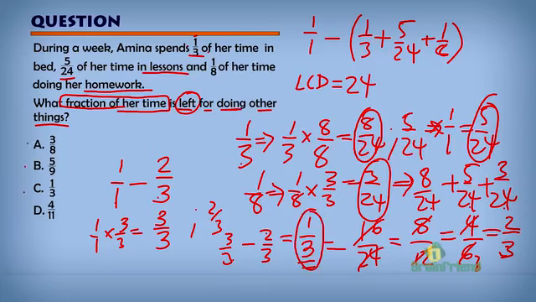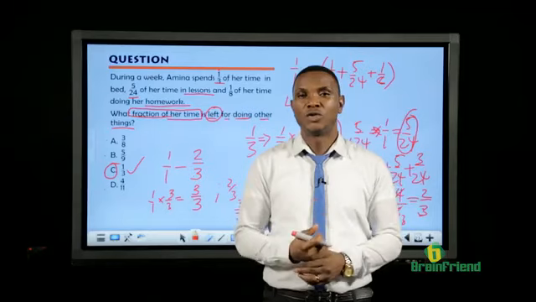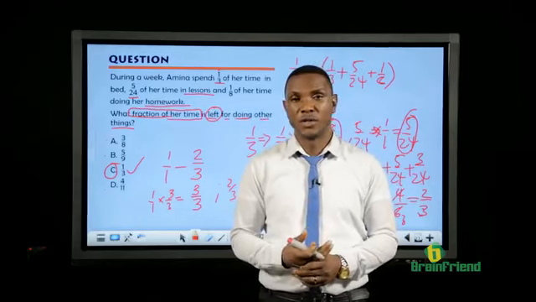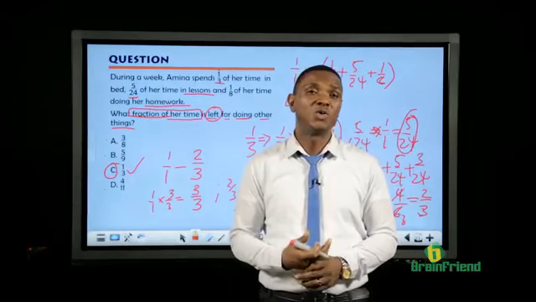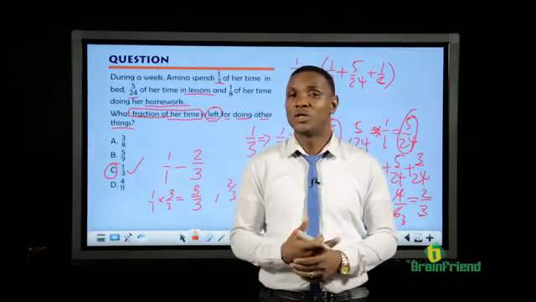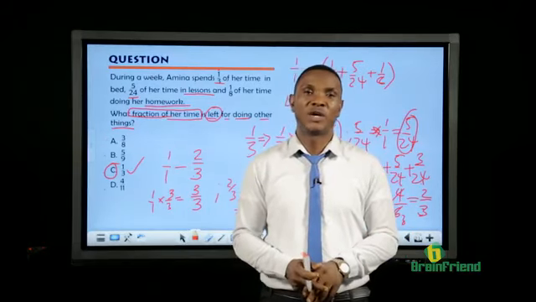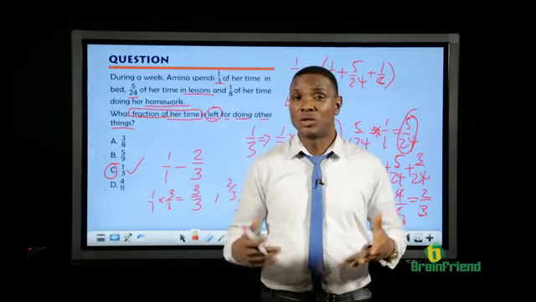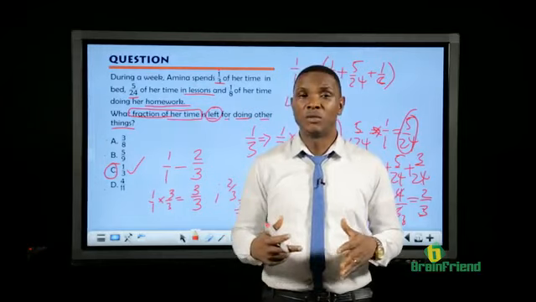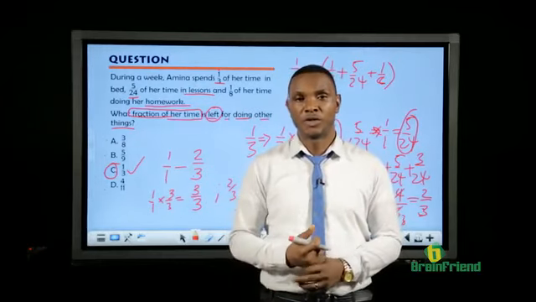Which of these options has our correct answer? C does. So C is our correct answer. And so we've come to the end of our class for today. I'm sure by now you know how to convert fractions to other forms, such as percentages and decimals, and also know how to carry out operations such as addition, subtraction, division, and multiplication on fractions.